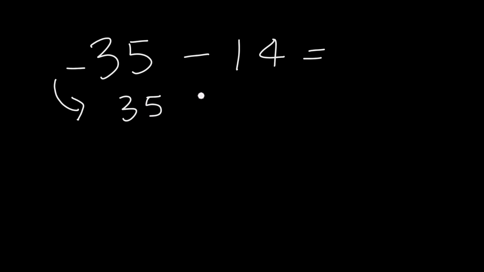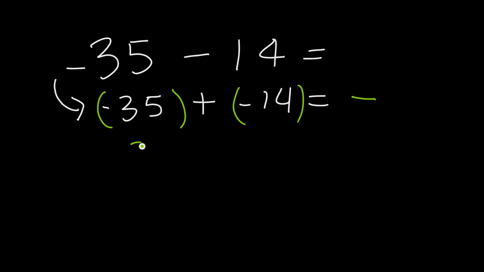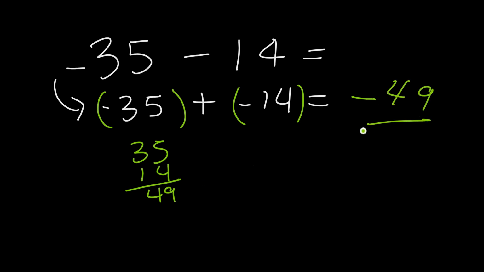Negative 35 minus 14. So, this is the same as 35 plus negative 14. As you see, the final answer will be negative, and we will add these two negative numbers. 35 plus 14. 5 plus 4 is 9, and 3 plus 1 is 4. Answer, negative 49. Now try this example.